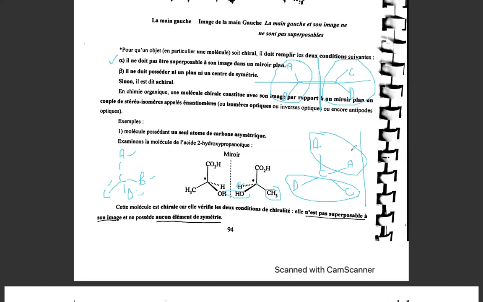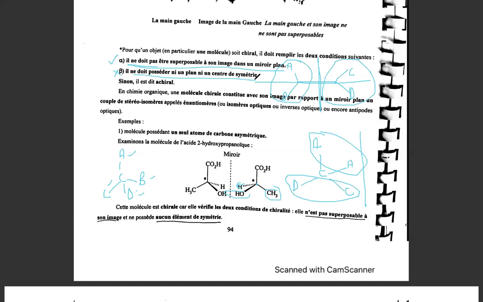So in our case, it is found that this compound here does not have a symmetry. And therefore, if it does not satisfy this condition and only satisfies the superposability of its image, it means that this organic compound is achiral. Why? Because it does not satisfy the condition that it should not be superposable with its image. In our case, this one is superposable with its image and does not have a symmetry.